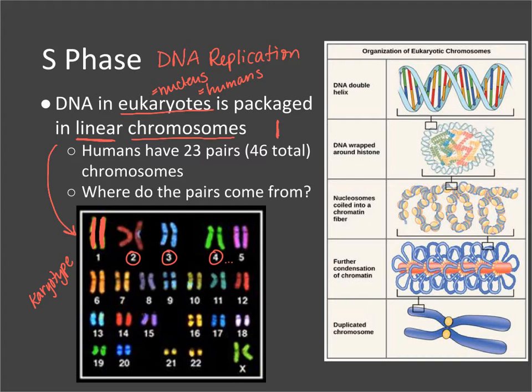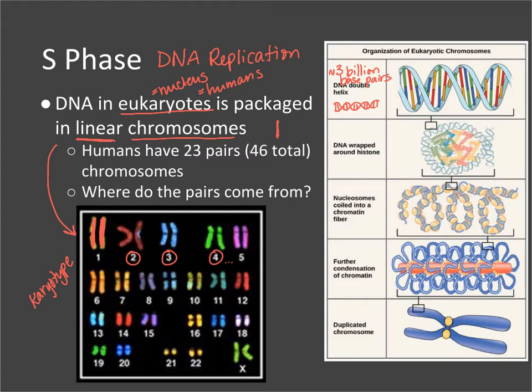Recall that these chromosomes are just made up of this double helix of DNA. And remember that in humans, we have about 3 billion base pairs in our genome. So we have a lot of information in our DNA, and this is a very, very long molecule. So it needs to be organized to keep it from getting tangled so that the cell can actually access the genetic information that it needs when it needs it.